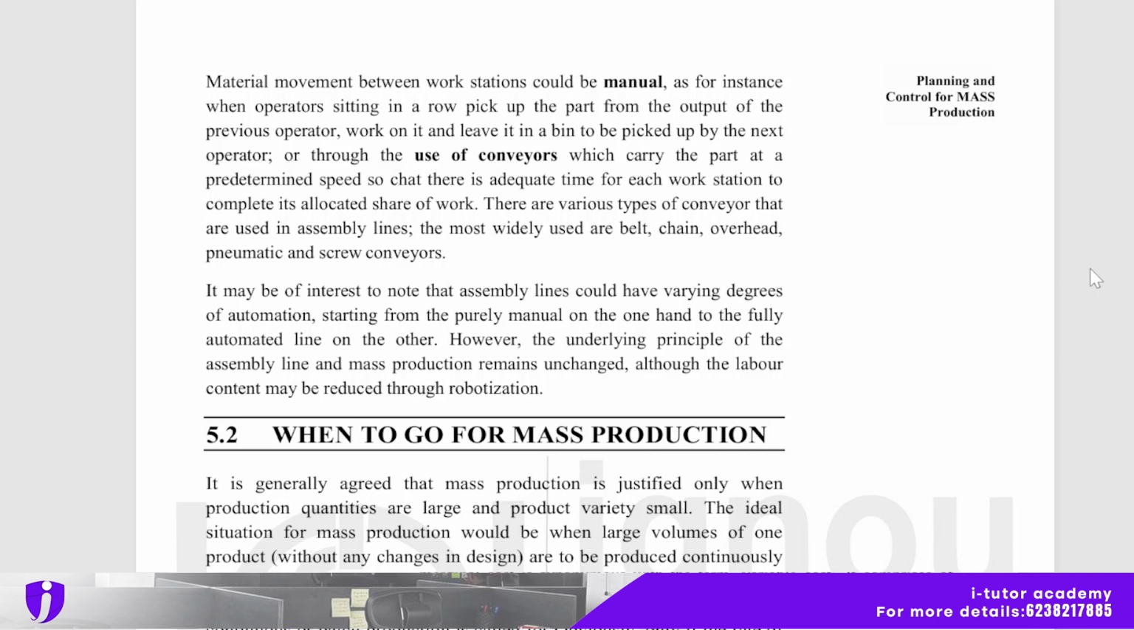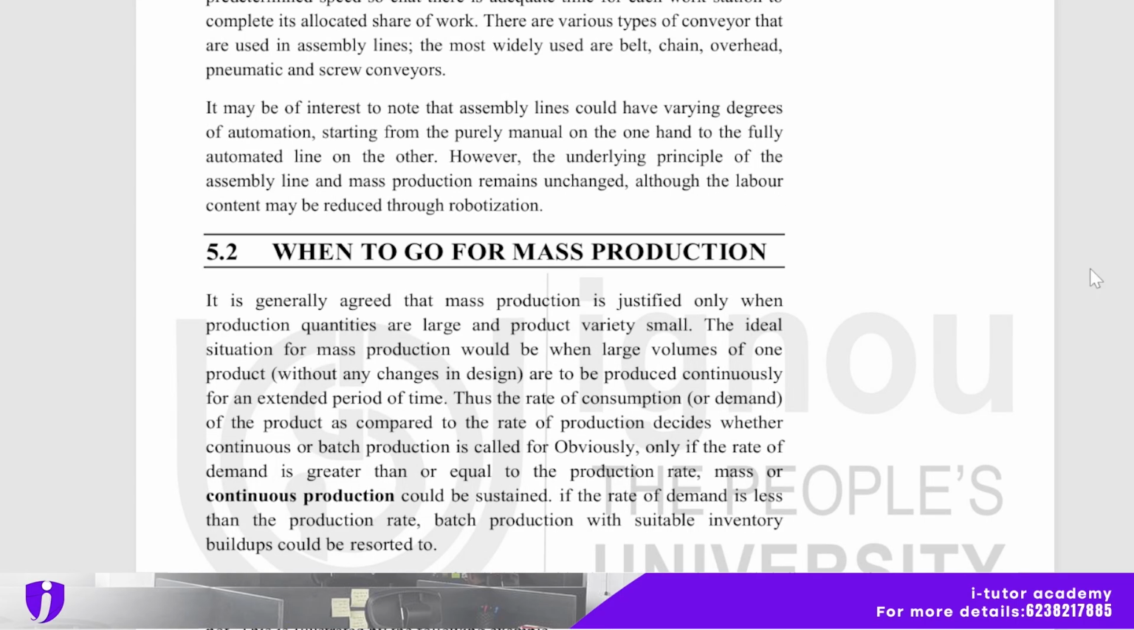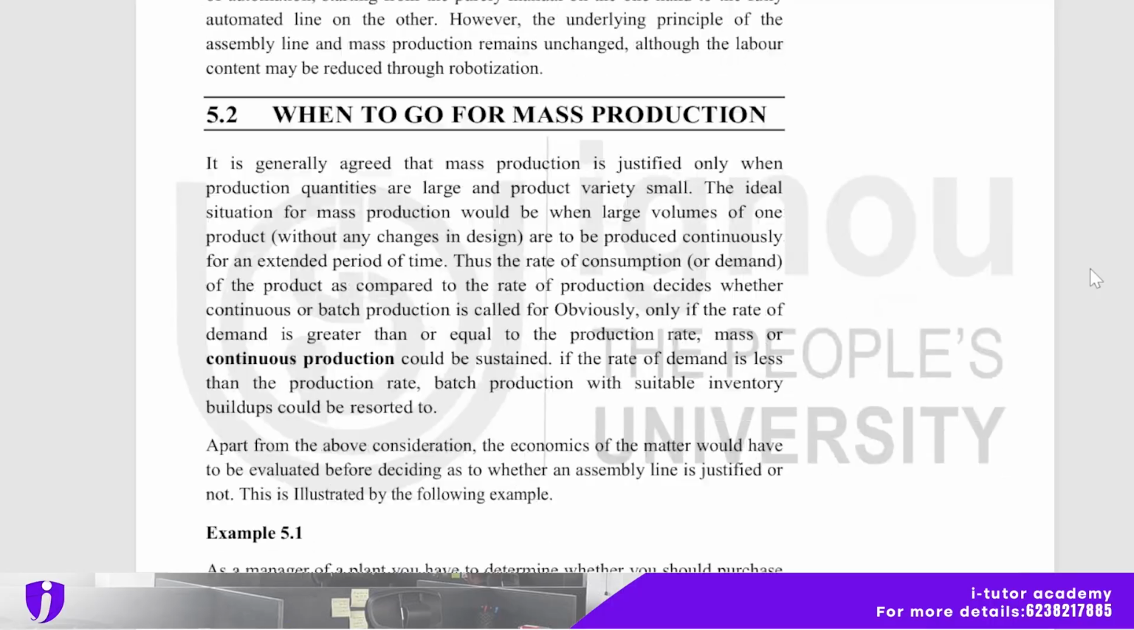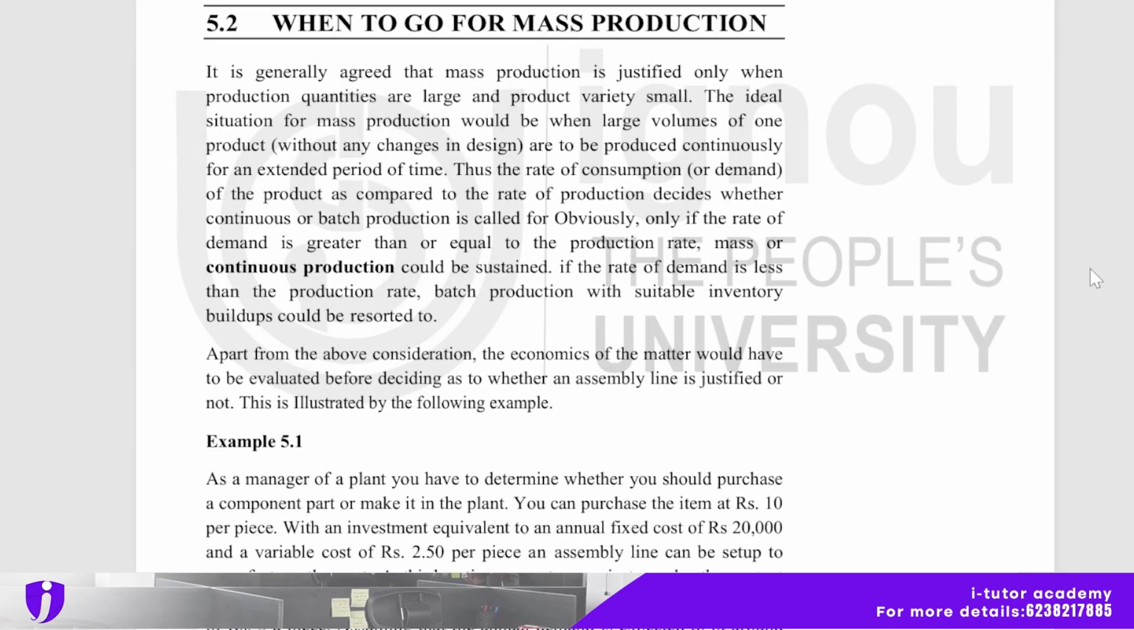And there are various types of conveyors that are used in assembly lines. The most widely used are belt, chain, overhead, pneumatic, and screw conveyors. It may be of interest to note that an assembly line could have varying degrees of automation, starting from the purely manual on the one hand to the fully automated line on the other hand. However, the underlying principle of the assembly line and mass production remains unchanged, although the labor content may be reduced through robotization.